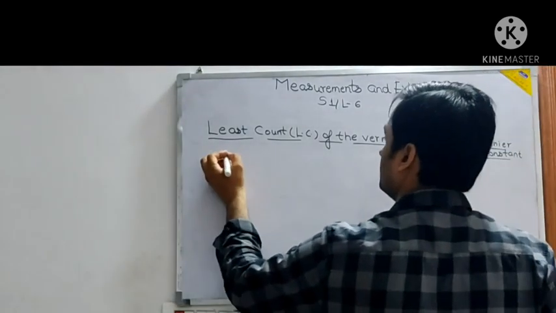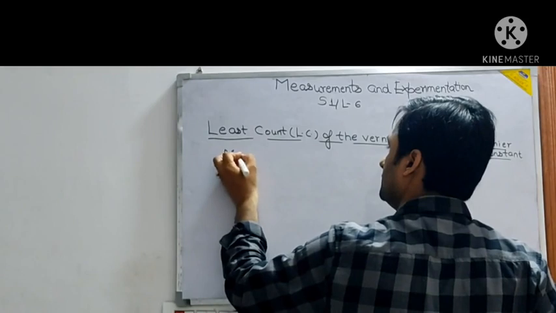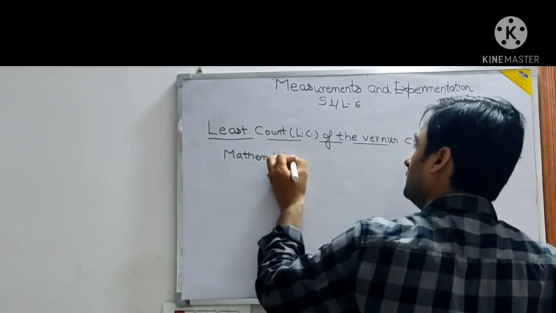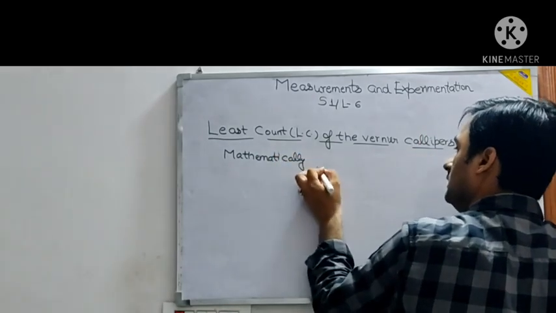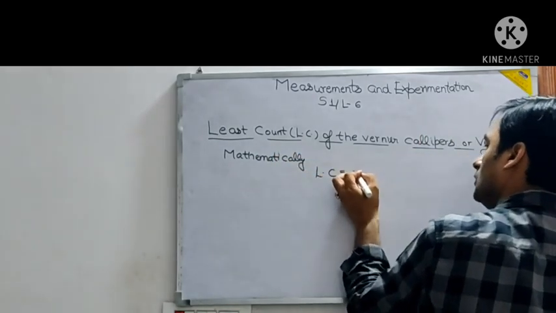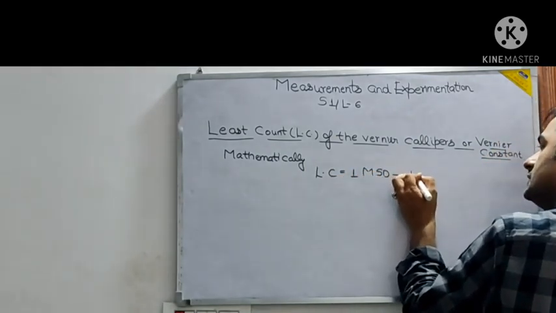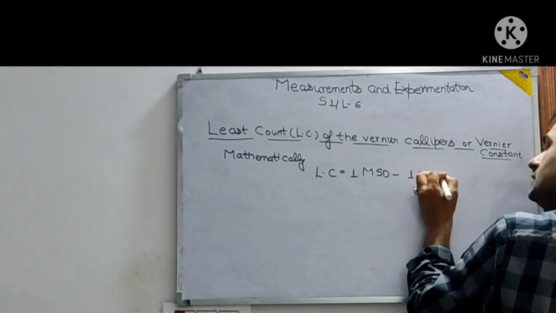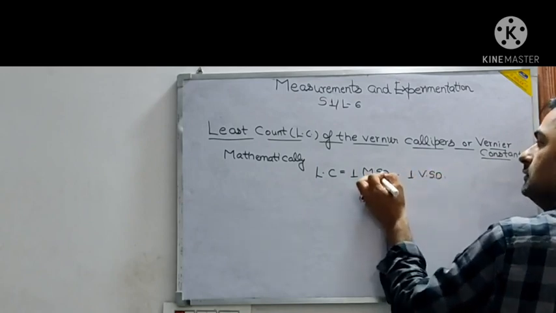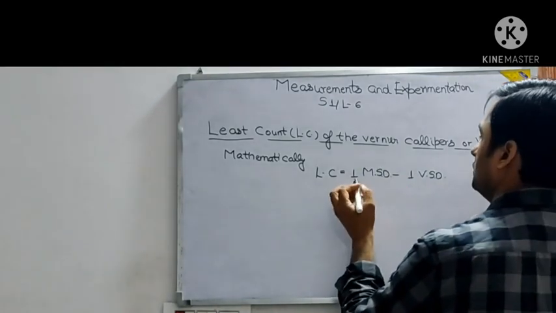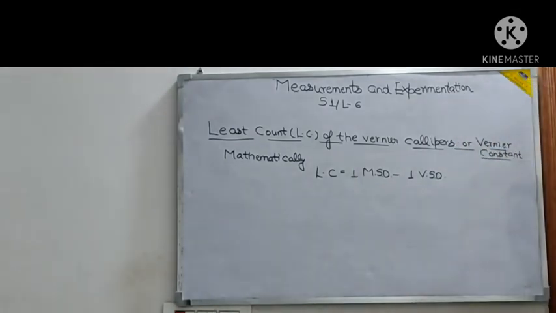So write here, mathematically, least count LC is equal to 1 MSD minus 1 VSD. Yes or no? Yes, value of. So, yes or no?